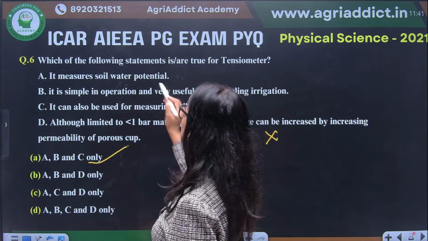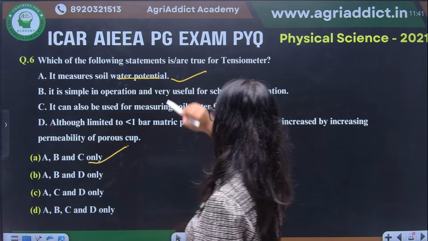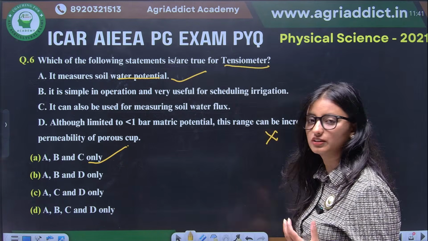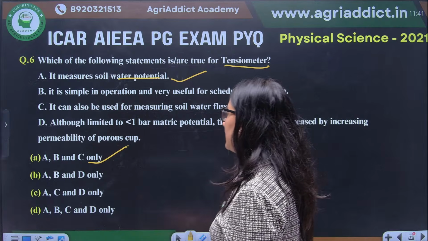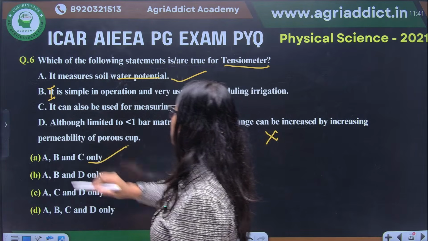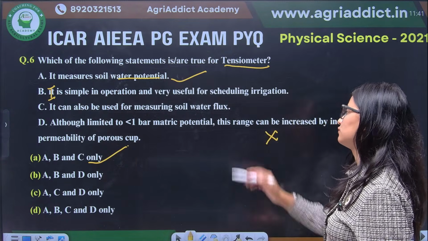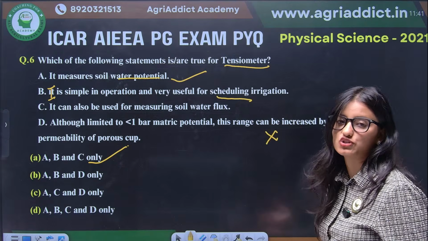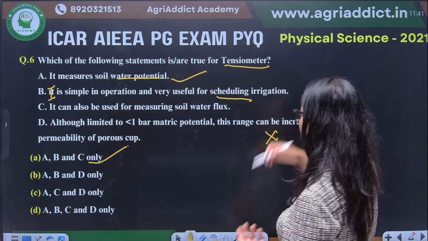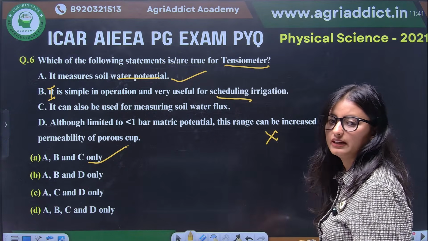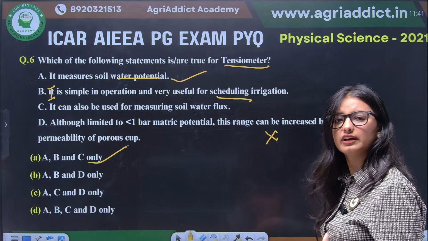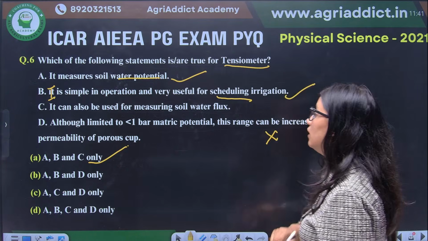First, it measures the soil water potential. Yes, a tensiometer is used to measure the soil water potential. Next, it is simple in operation and very useful for scheduling irrigation. Yes, to check the water level or water potential, it is useful to schedule the irrigation. This is also correct.